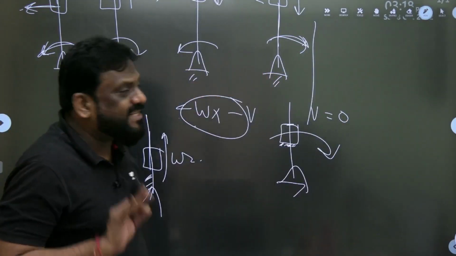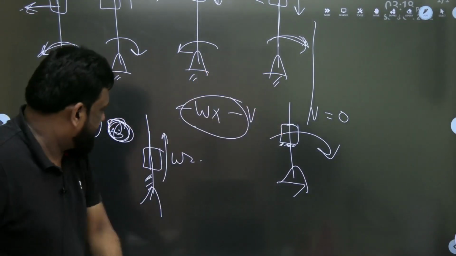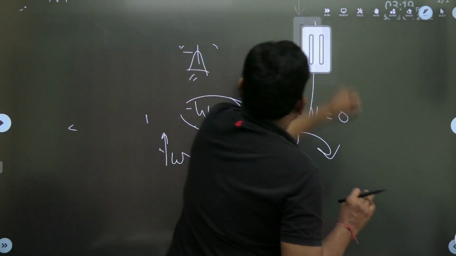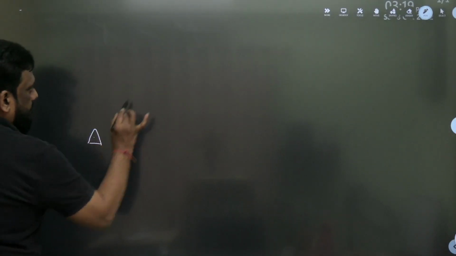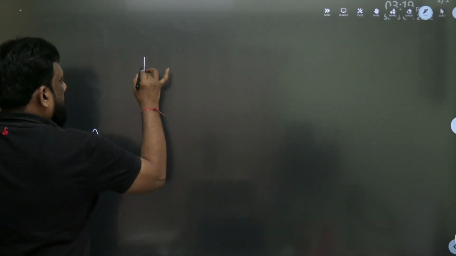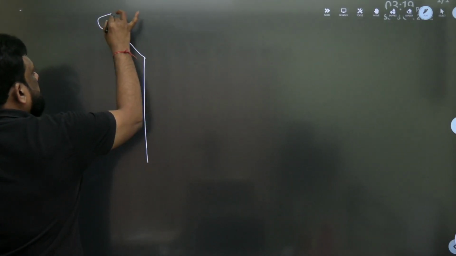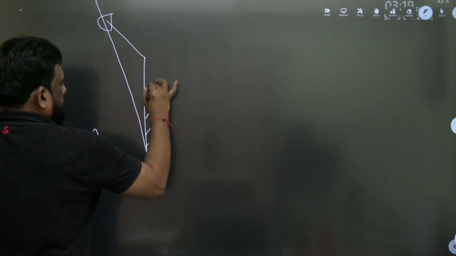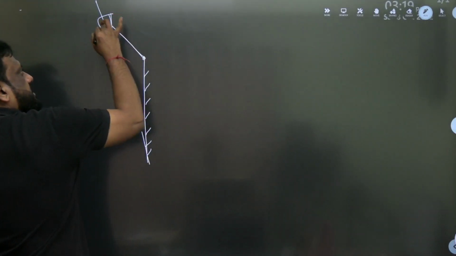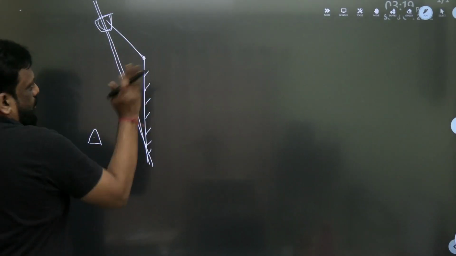Now let us see the last part, and you are going to enjoy, and with this model I'll explain now. Please listen, sirs. You might have seen the crank and slotted lever mechanism. Look once. This is the crank, this is the lever, and the lever is oscillating.